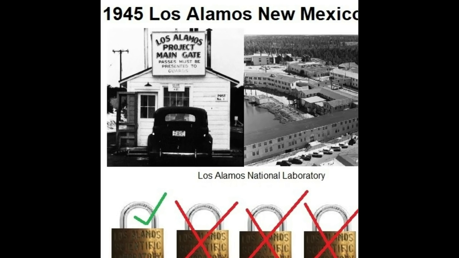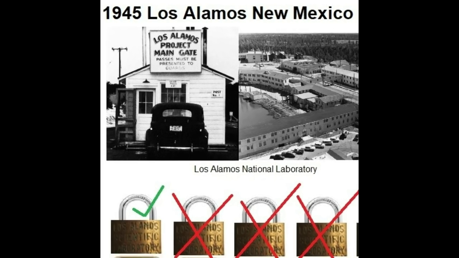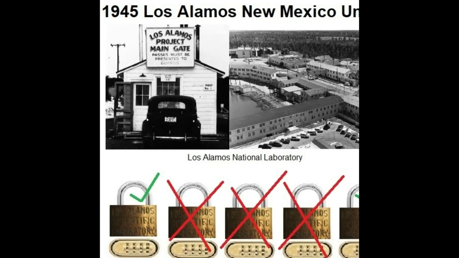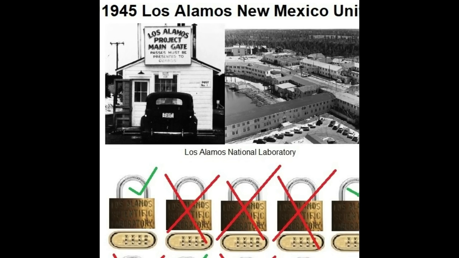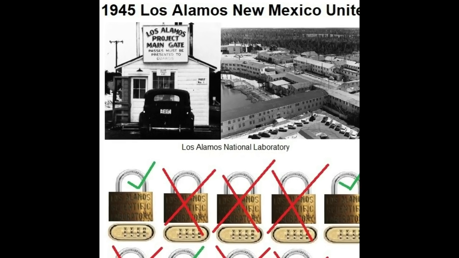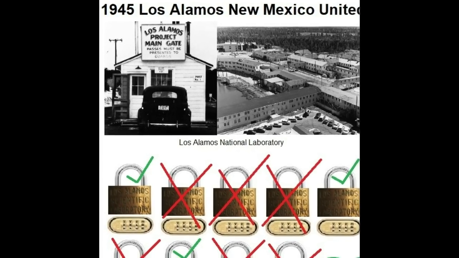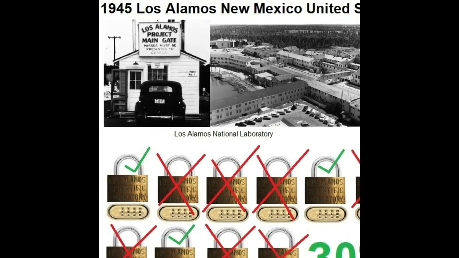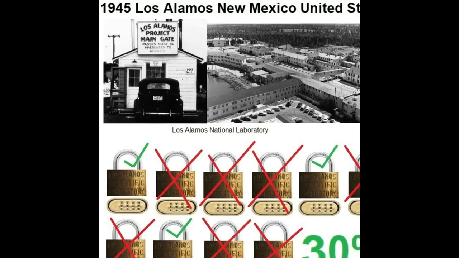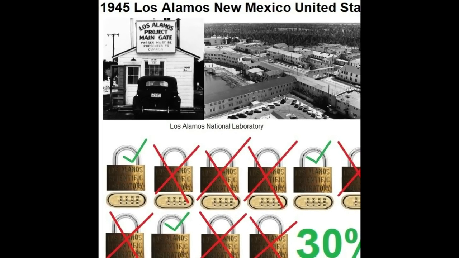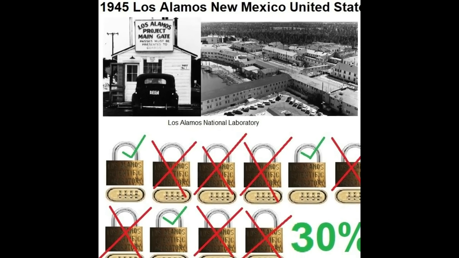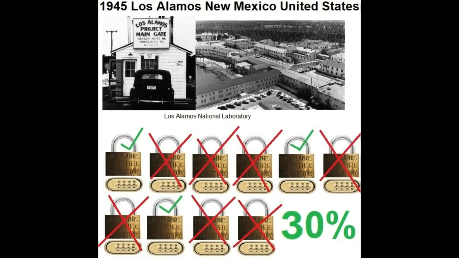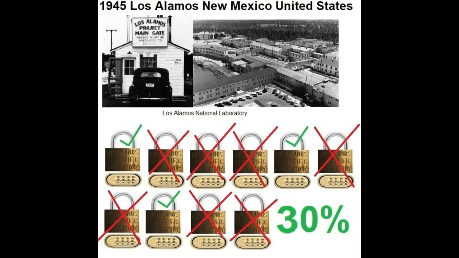It was later found that 30% of the locks were the scientists' last four digits of their social security number in order. From this, we can assume that about 30% of all PIN numbers that are four digits correspond to the user's last four digits of their social security number.